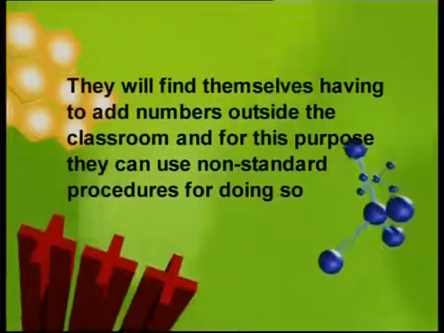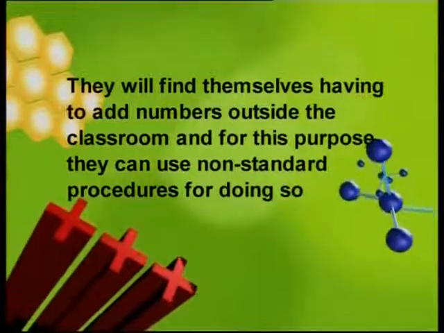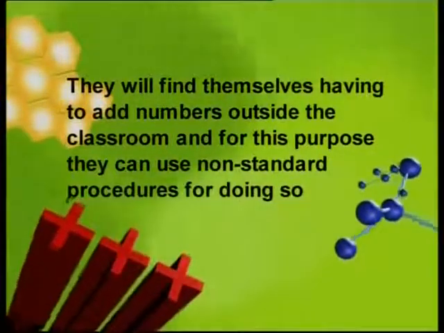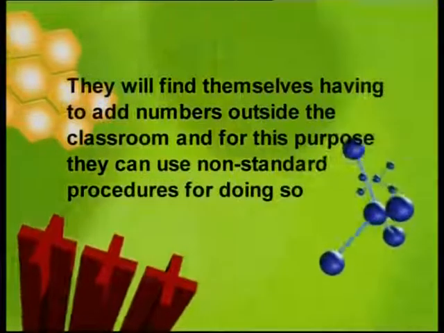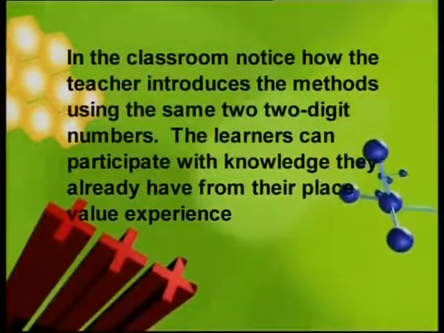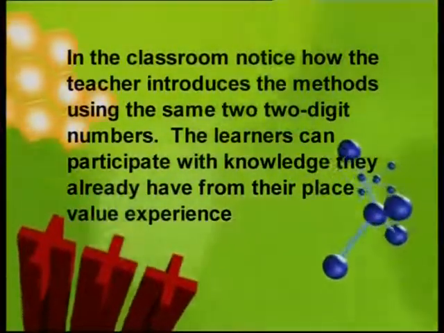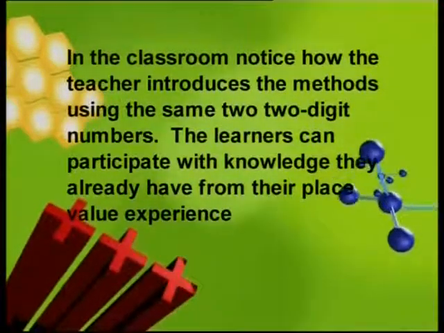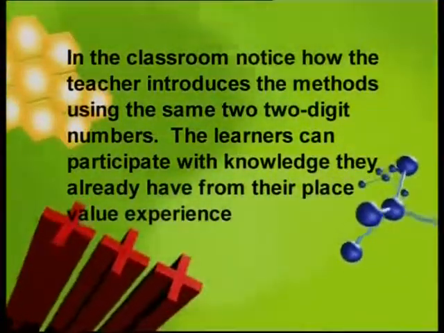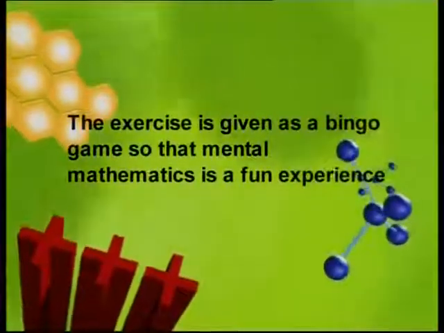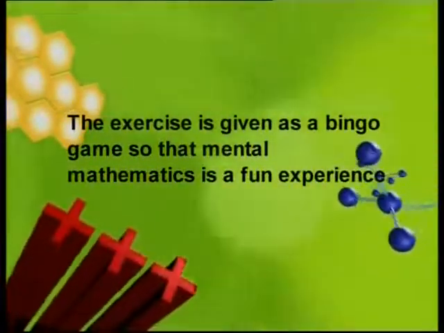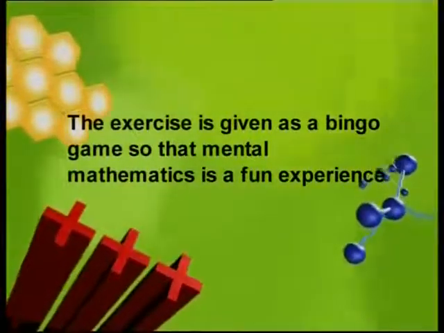You have heard our expert explaining why learners in the intermediate phase need to do mathematical calculation mentally. They will find themselves having to add numbers outside the classroom, and for this purpose, they can use non-standard procedures for doing so. In the classroom, notice how the teacher introduces the methods using the same two-digit numbers. The learners can participate with knowledge they already have from their place value experience. The exercise is given as a bingo game so that mental mathematics is a fun game to experience.